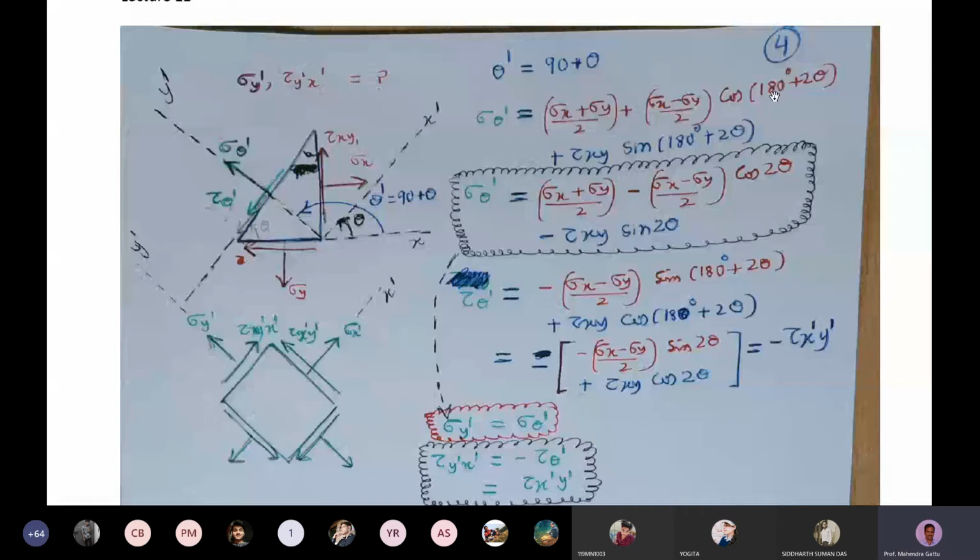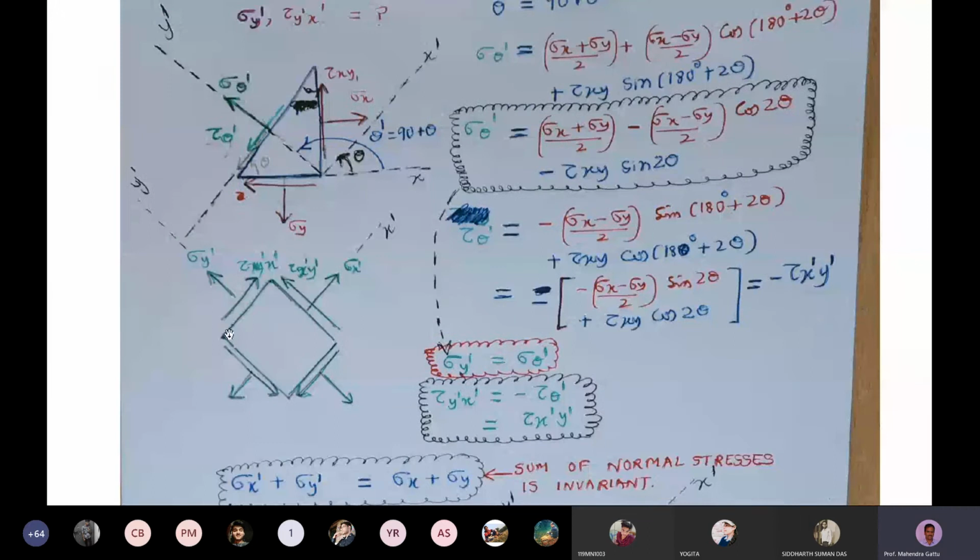So it will be 2 times 90 plus 2 theta, so 180 plus 2 theta. And you have sine 2 theta prime, which is 180 plus 2 theta. So what will happen here: cos of 180 plus 2 theta is minus cos 2 theta, and sine of 180 plus 2 theta is minus sine 2 theta. So sigma theta prime is (sigma x plus sigma y)/2 minus this value times cos 2 theta minus tau xy sine 2 theta. Now for this specific case, the stress sigma theta prime corresponds to sigma y prime, so this value is also equal to sigma y prime.